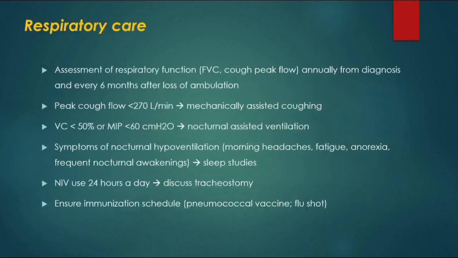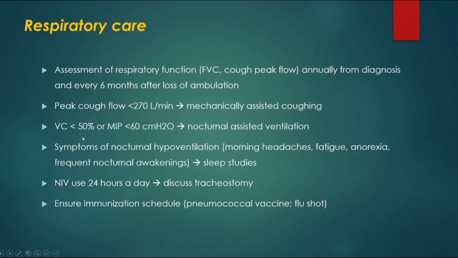So respiratory care is very important, and assessment of respiratory function, especially with forced vital capacity and peak cough flow, should be done annually from diagnosis. And once a loss of ambulation occurs, the respiratory decline can happen faster, so we should do it every 6 months at that time. Peak cough flow normally is above 360 to 400 liters per minute. So if it is less than 270, they may need mechanically assisted coughing, like a cough assist device.